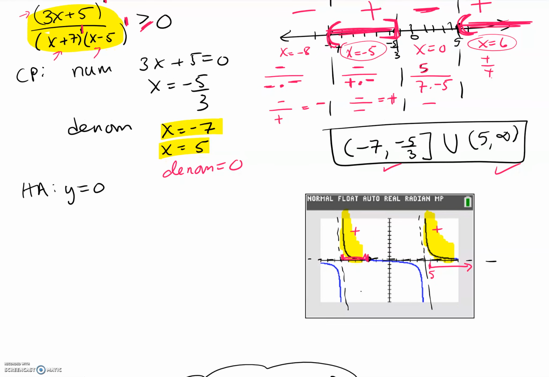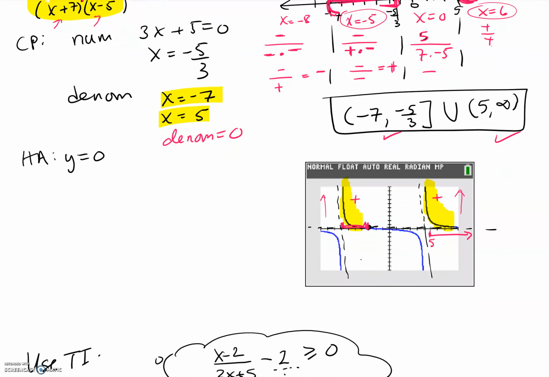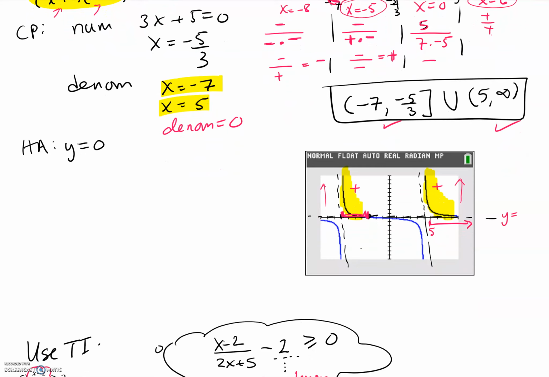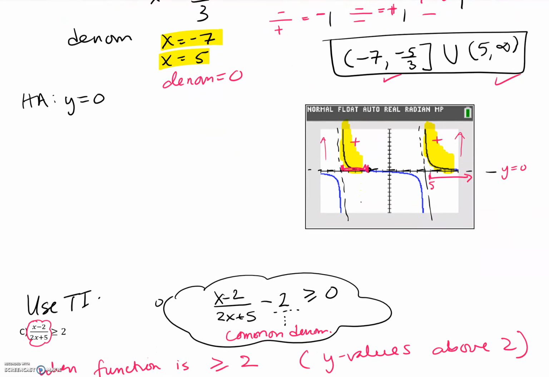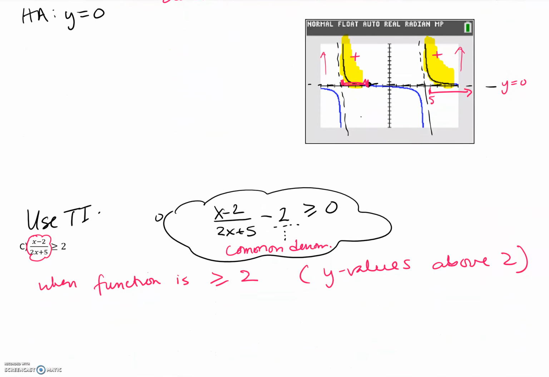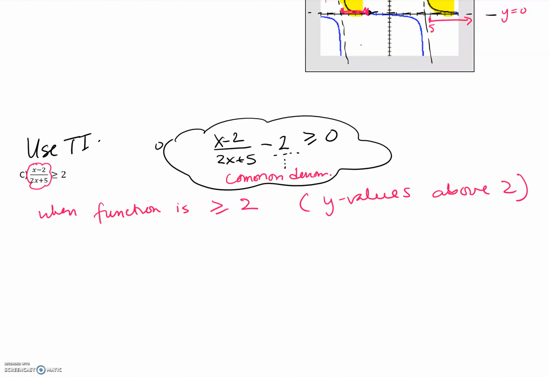So if we had a 0 on one side, we would say, when are they above the x-axis? Or if they were less than 0, when are they below the x-axis? Now, the x-axis, remember, is the number y equals 0. Now I'm comparing it to the number y equals 2. So let's go look at our TI quickly and see when this rational function will stay above the y value of 2.